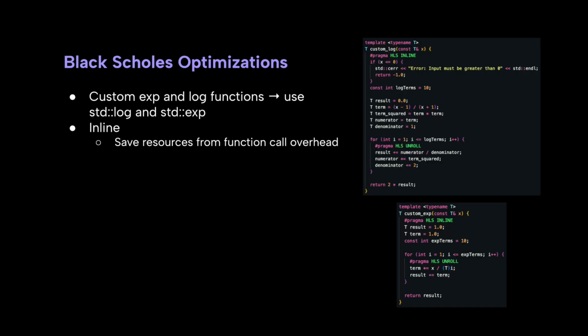For the Black-Scholes module, we had 2 main optimizations. In our original implementation, we had a custom log and exponential function that we optimized using the inline and unroll pragmas. However, we then reverted back to using the standard log and standard exponential functions as we found that they were a lower latency. Secondly, we used the inline pragma to save resources from function call overheads.